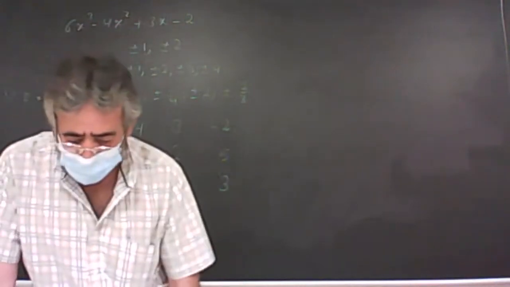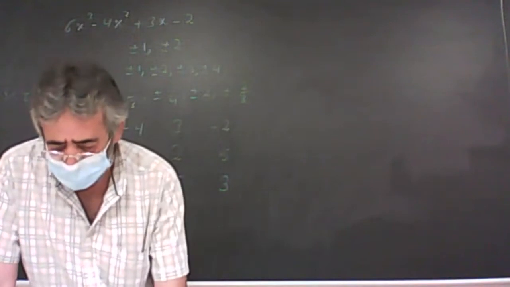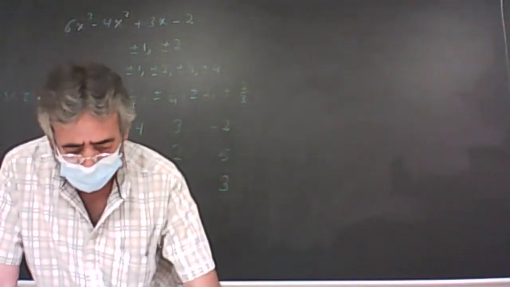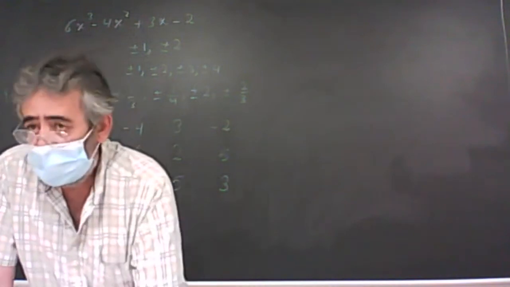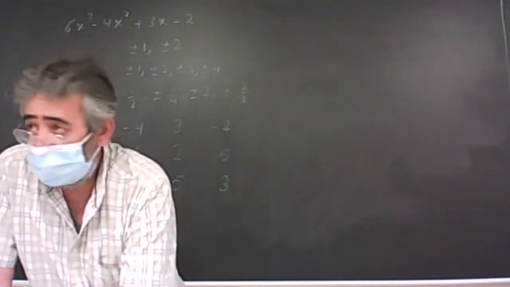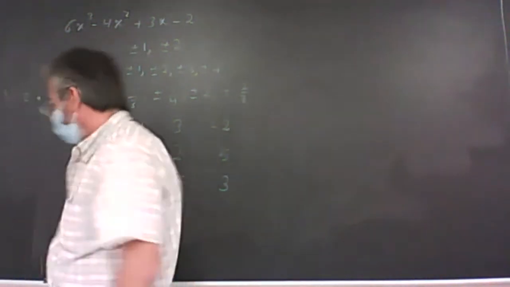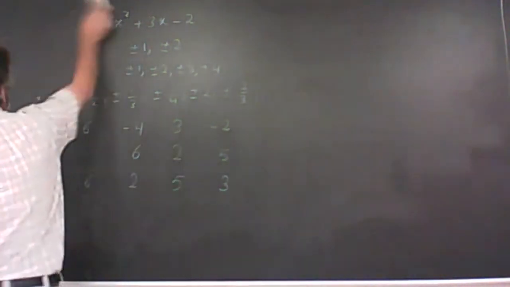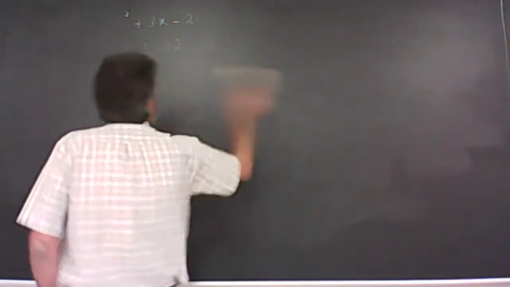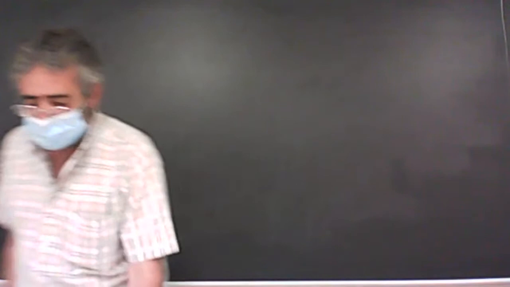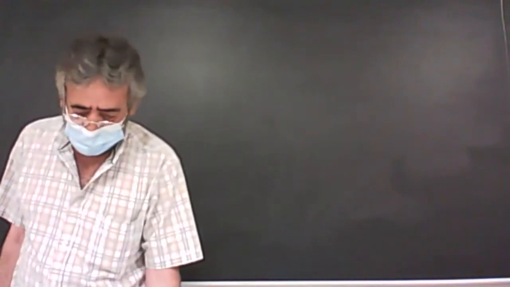So that takes care of all the rules and regulations for zeros of polynomial. Any question on that? All right. So we're done with that section. This is the last section we're going to cover before the test.